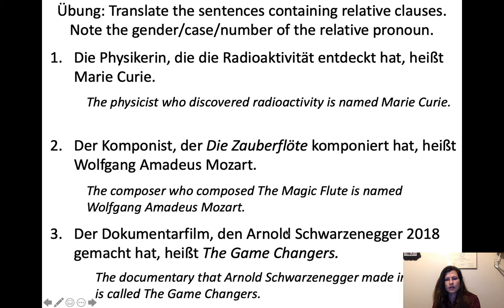So we look at Arnold Schwarzenegger hat den Dokumentarfilm gemacht. So it's like Arnold Schwarzenegger has made the documentary film. So Arnold Schwarzenegger is the subject. Then he's got his verbs. He made it in the past, and then just the adverb 2018. And then this den is actually the direct object within the relative clause. So that's why it's in the accusative there, and masculine.